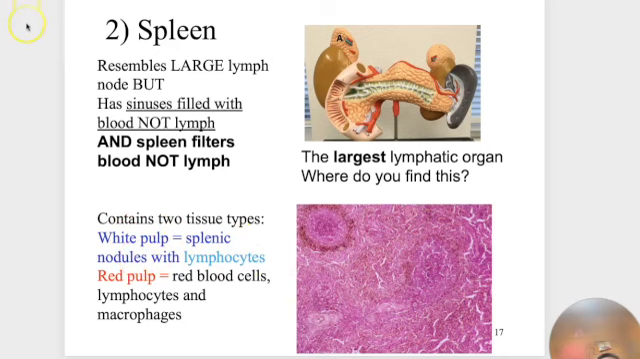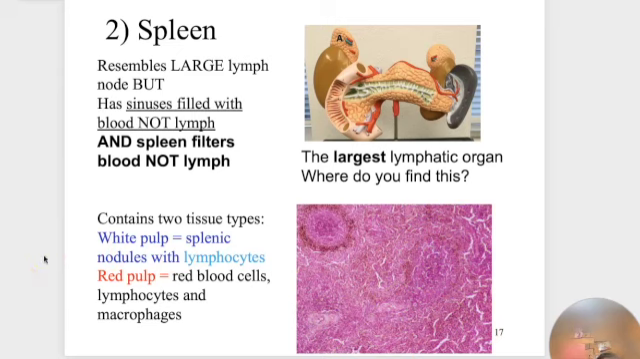So if you look at this picture, the spleen is one of the largest lymphatic organs. Most of the tissue on the outside is red pulp. The white pulp surrounds a central arteriole, so here would be an artery. This would be the white pulp, and everything else on the outside will be red pulp.